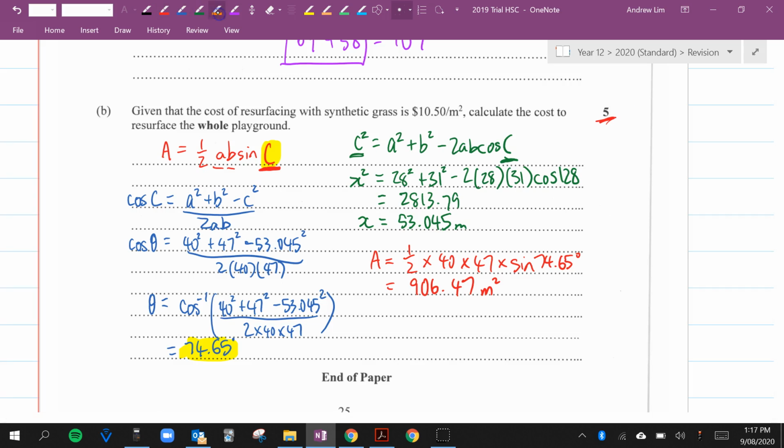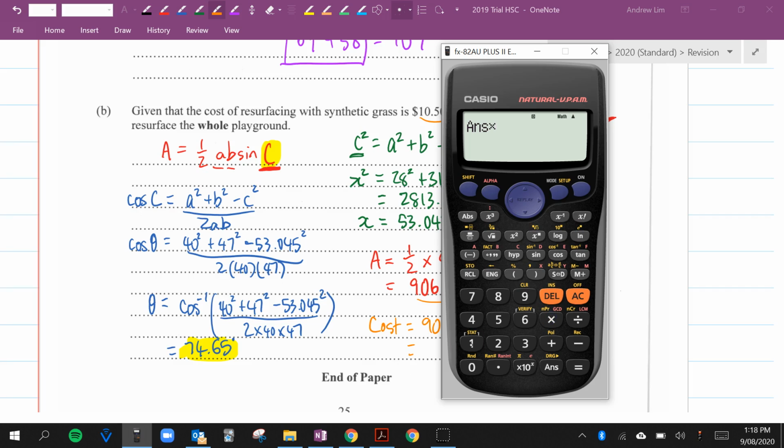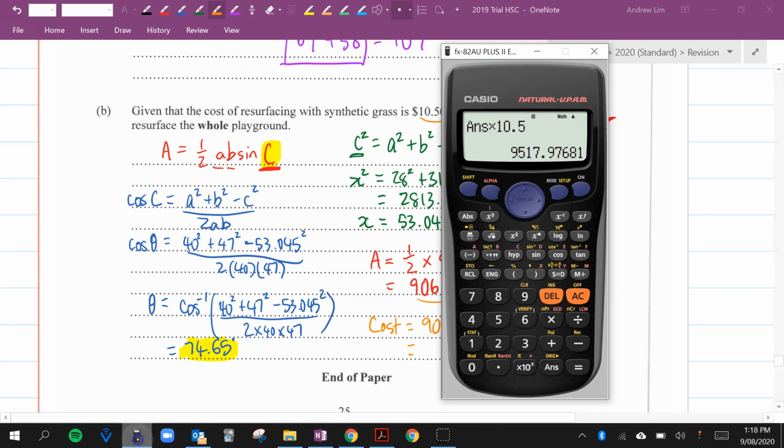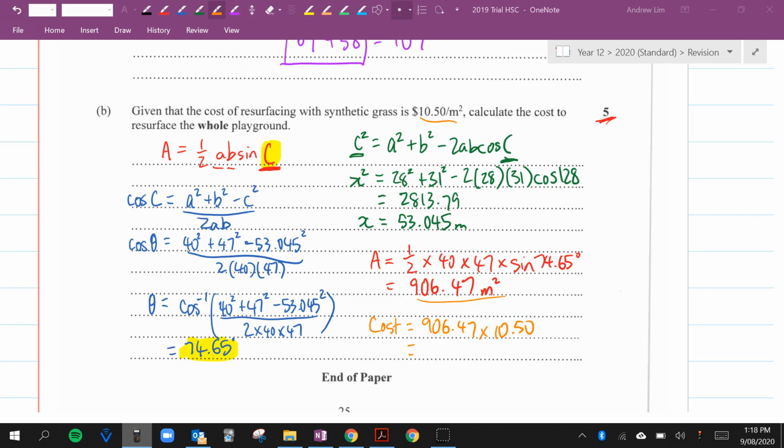The last mark is to multiply this area by the cost, because the question asks how much the cost is. So cost is equal to 906.47 times $10.50, which is $9,517. Does it say to the nearest? No, let's just do it to 2 decimal places then. 9,517.98.